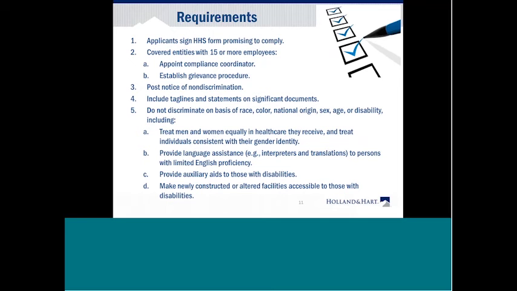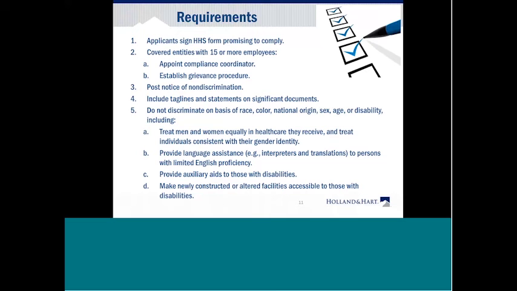In addition, you're going to have to post certain notices of non-discrimination and include taglines along with those notices and statements of non-discrimination on significant documents and in certain other locations. And despite doing all of that, you need to continue to not discriminate on the basis of race, color, national origin, sex, age, or disability, including that you're going to have to treat men and women equally in the health care they receive and treat individuals consistent with their gender identity. PA will talk more about that.